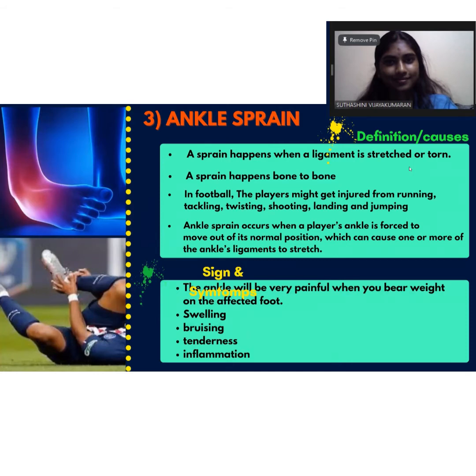In football, players might get injured from running, tackling, twisting, shooting, landing, and jumping. An ankle sprain occurs when a player's ankle is forced to move out of its normal position, which can cause one or more of the ankle's ligaments to stretch. Ankle sprains happen quite often when an opposing player steps or lands on the footballer's foot. Let me show a small video of how an ankle sprain can occur.